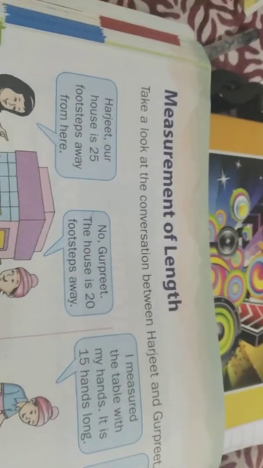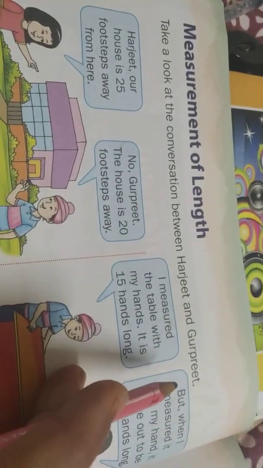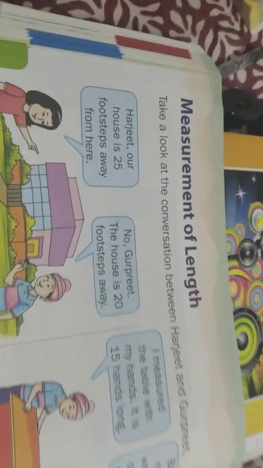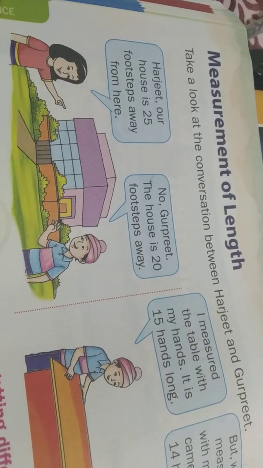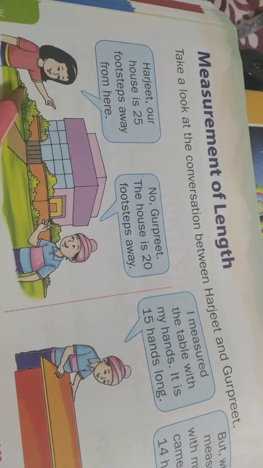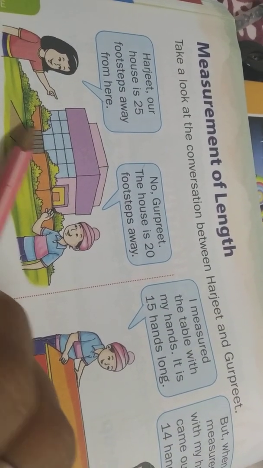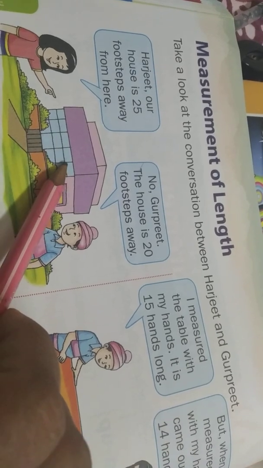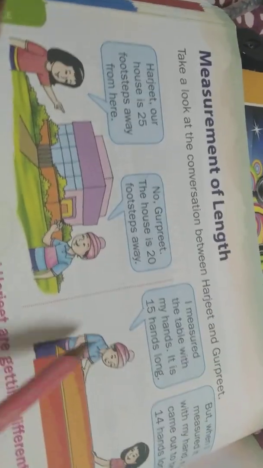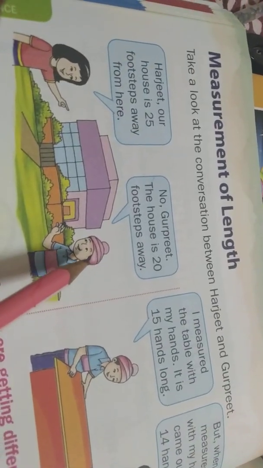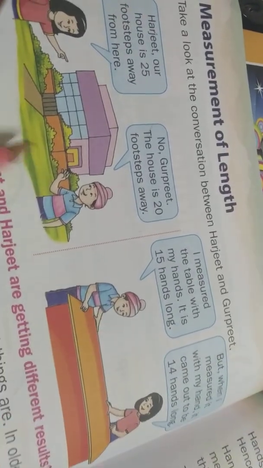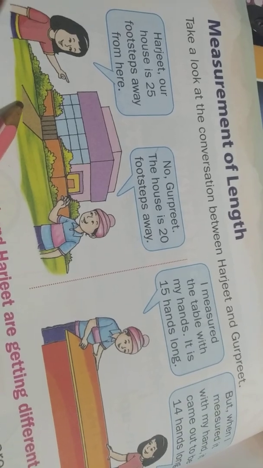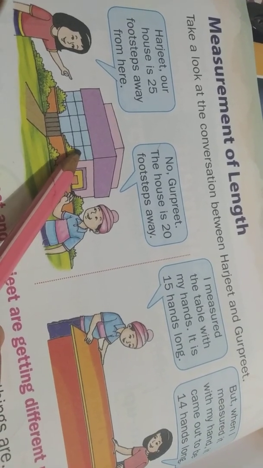So see here, measurement of length. Take a look at the conversation between Harjit and Gurpreet. See here, Harjit says, our house is 25 footsteps away from here. So she counted how many footsteps will be required to reach her home. No, Gurpreet, the house is 20 footsteps away. So, with the footsteps, they measured the distance to reach the house.